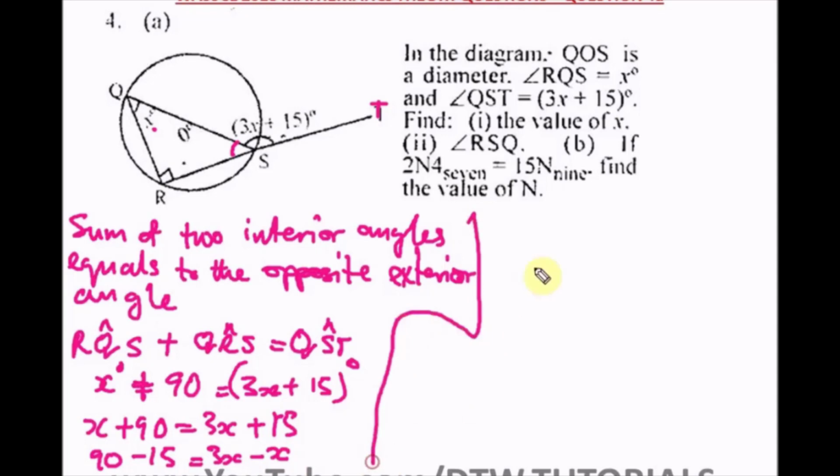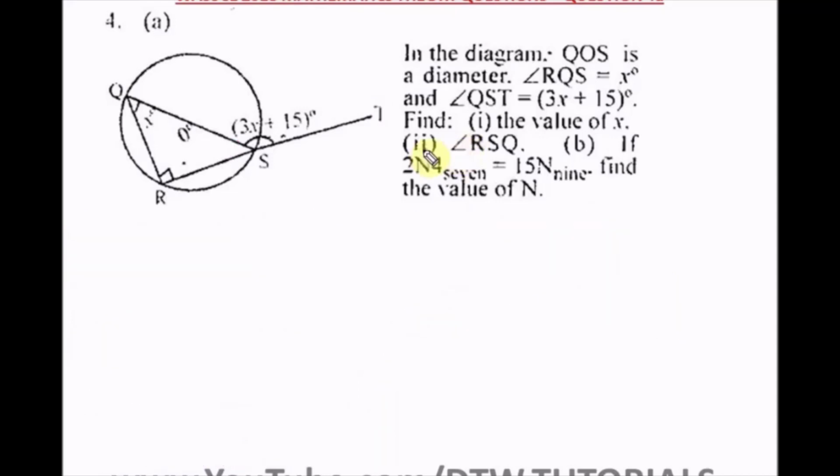So what do we have here left? We have 90 minus 15 will give us 75, equal to 3x minus x will give us 2x. So here we divide both sides by 2. So this will cancel out. We have x is equal to 75 divided by 2, which will give us 37.5 degrees. So x is equal to 37.5 degrees.